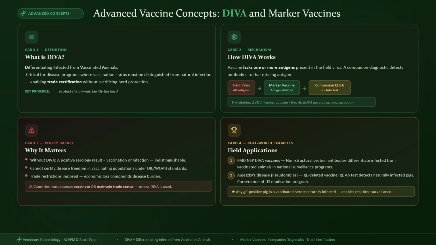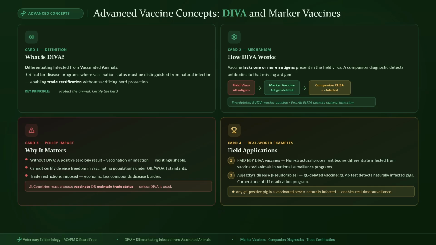The vaccine deliberately lacks one or more antigens that are present in the field virus. Then a companion diagnostic, typically an ELISA, looks for antibodies to that missing antigen. If the animal has them, it was naturally infected. If it doesn't, it was only vaccinated. Protect the animal, certify the herd.